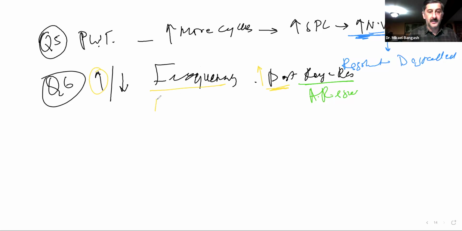Because high frequency will lead to a lower wavelength, which will lead to a lower spatial pulse length, which will lead to a lower numerical value of your range resolution, also known as the axial resolution, radial resolution, longitudinal resolution, or depth resolution.